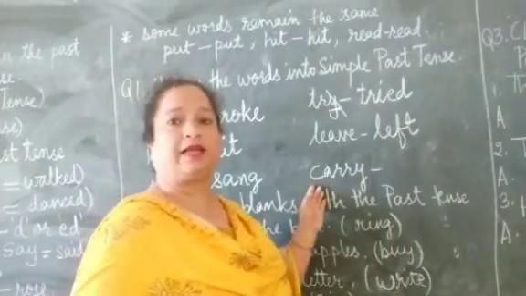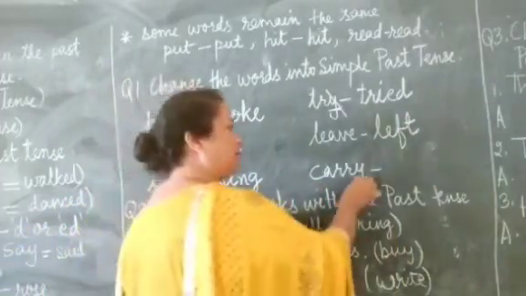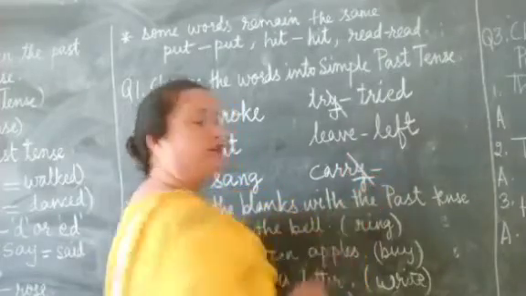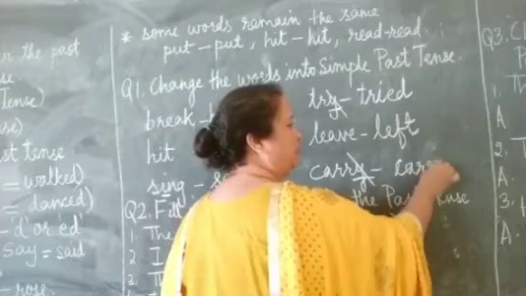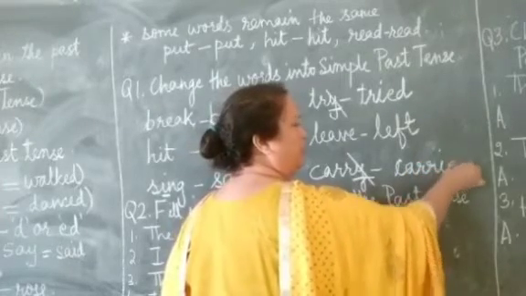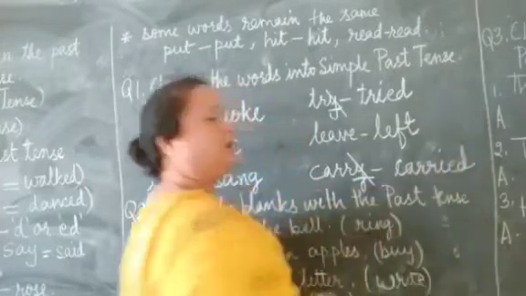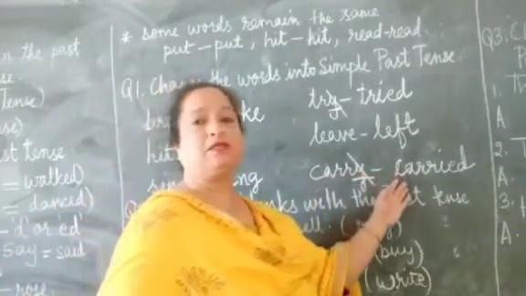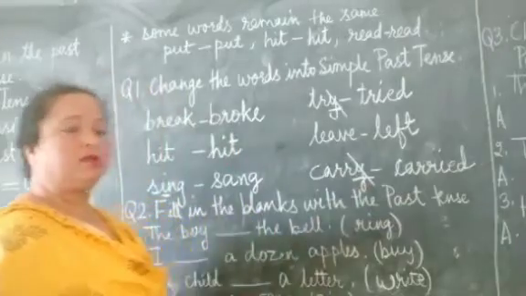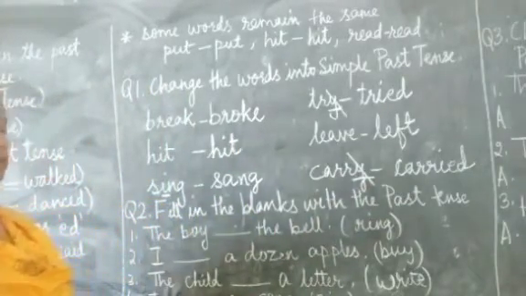Next we have carry. Now again this word ends with a Y. So we remove the Y, and instead of the Y, we write I. And we add ED to it and bring it into the past tense form. So carry becomes carried. Now children, let us have a look at the next question.